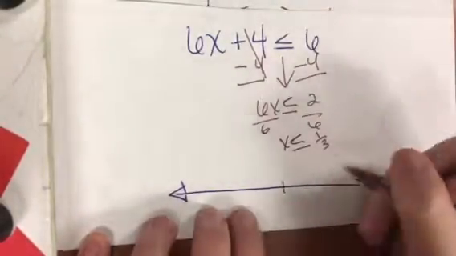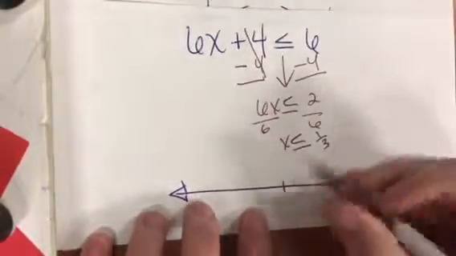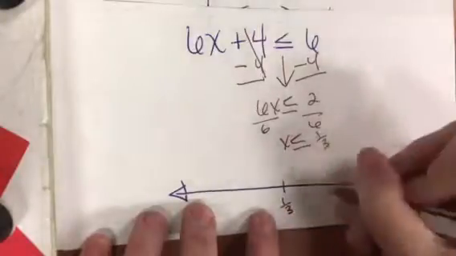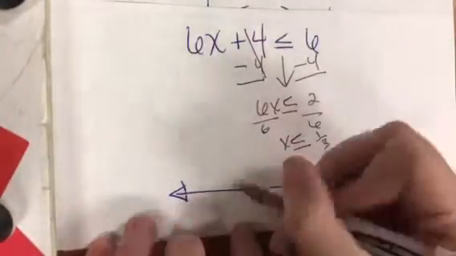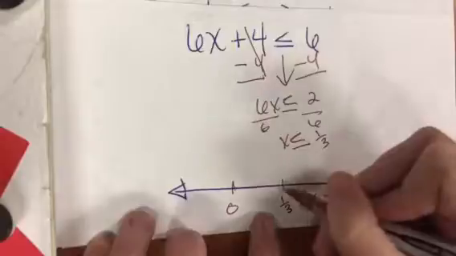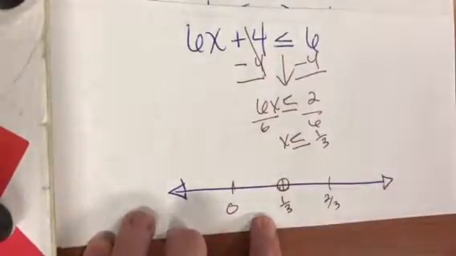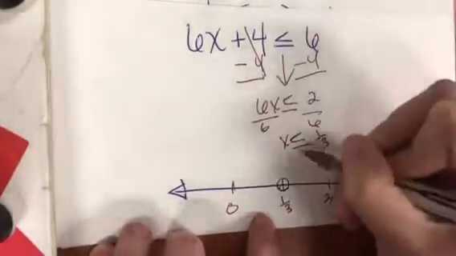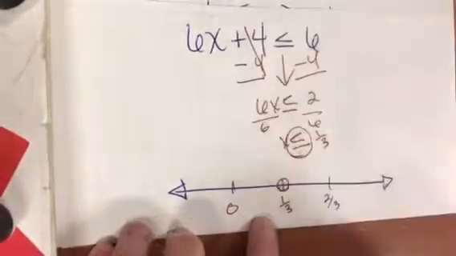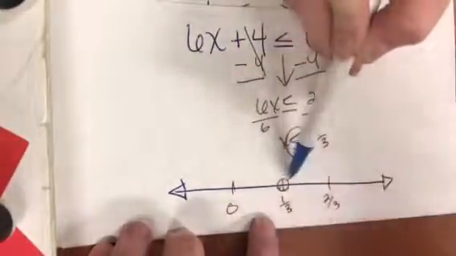And then on here, I know we've all taught you different ways to do this, but I like it the best. We're going to do 1/3, 2/3, and 0. Open circle or closed circle? It's going to be closed, because the equal sign means that value is included, so we shade it in.